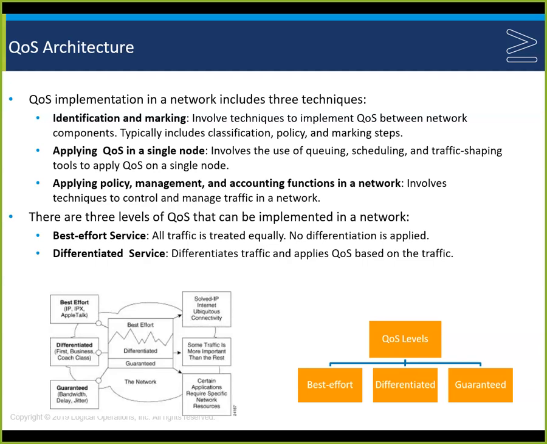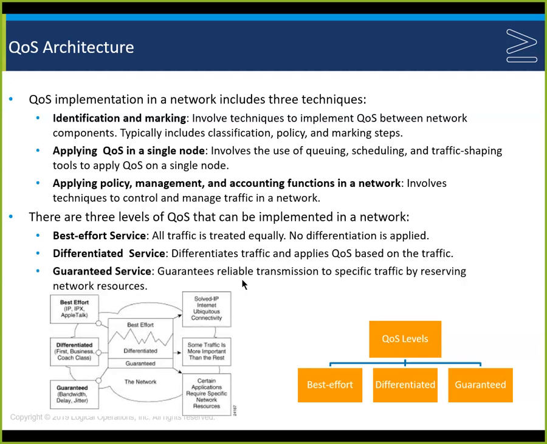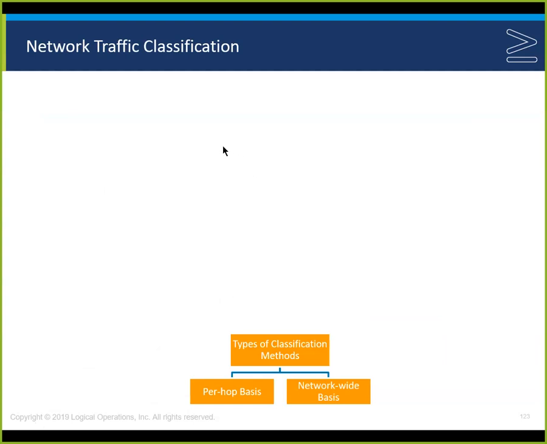Differentiated, if you go on an airplane, you're going to be differentiated between first class, business class, and then the rest of us in coach class. Guaranteed guarantees a reliable transmission, the speed. We reserve the network resources. We reserve the bandwidth. Nobody else can use this because it's reserved. Reserve parking place, reserve bandwidth, reservation on an airplane or whatever else. But that's set aside for us when we do those things.